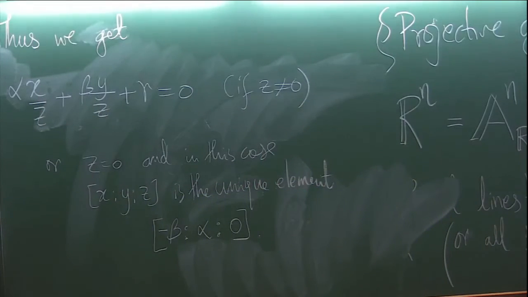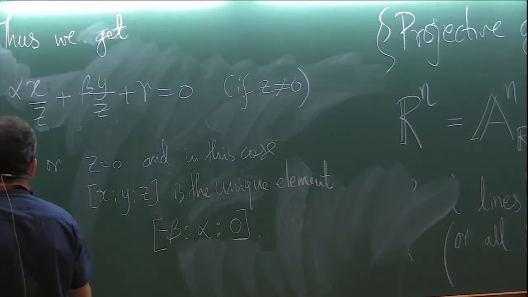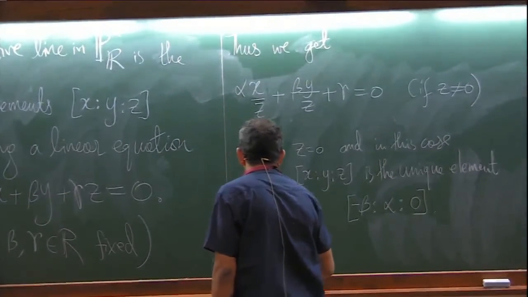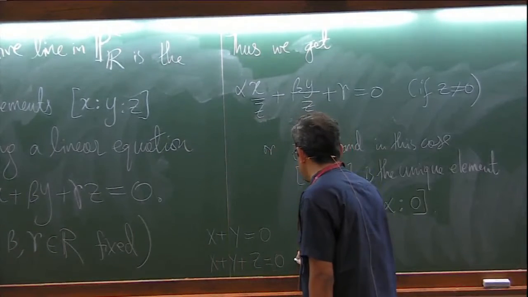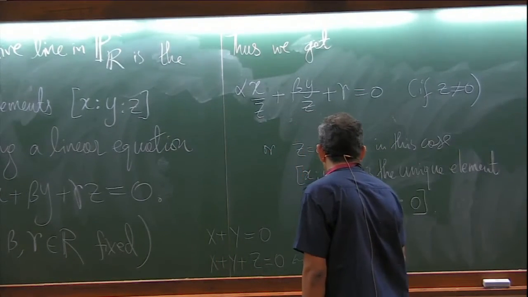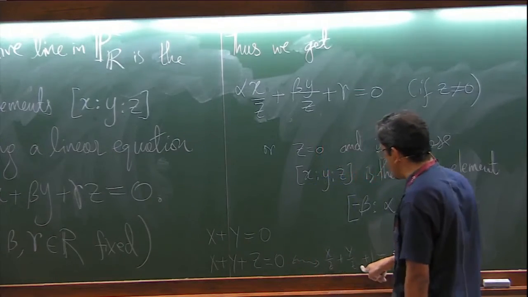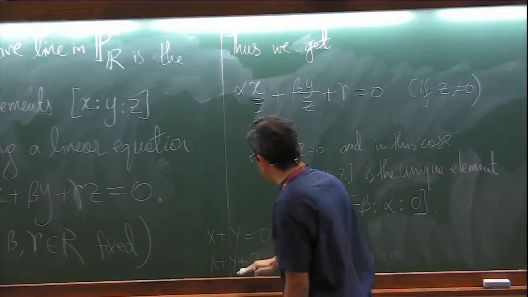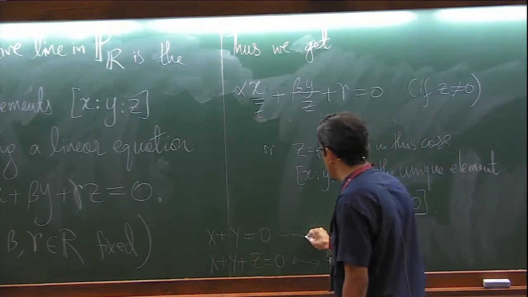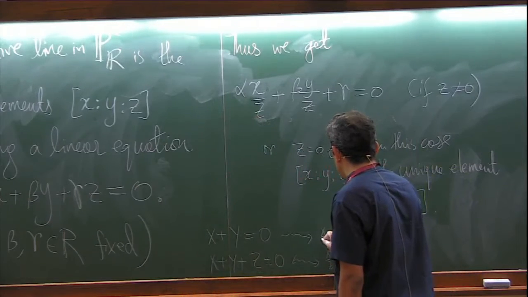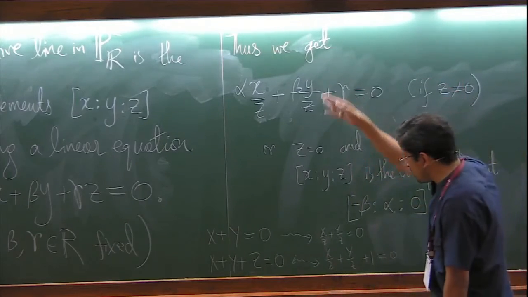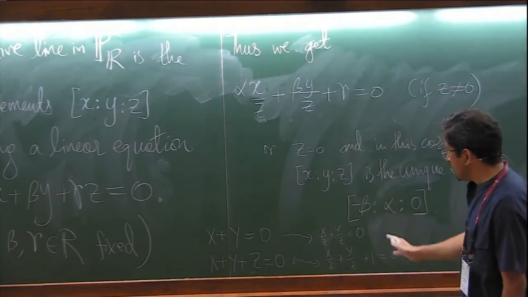So for example, the line of slope minus 1 is given by x plus y is equal to 0. The line translated is x plus y plus z is equal to 0. What it really means is that if I divide by z, then this is the same as x by z plus y by z plus 1 is equal to 0. This is my actual line in R2. These are not actual lines in R2. This is actually a linear condition in P2R. So this linear condition in P2R gives me the actual line x by z plus y by z is equal to 0, which is also a line through the origin. These are all lines of slope minus 1. And this is a line of slope minus 1 shifted by 1. So you can play this game.